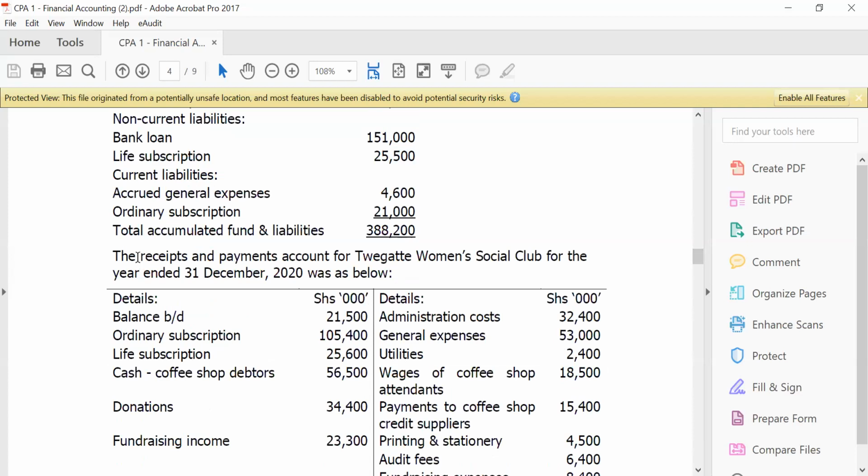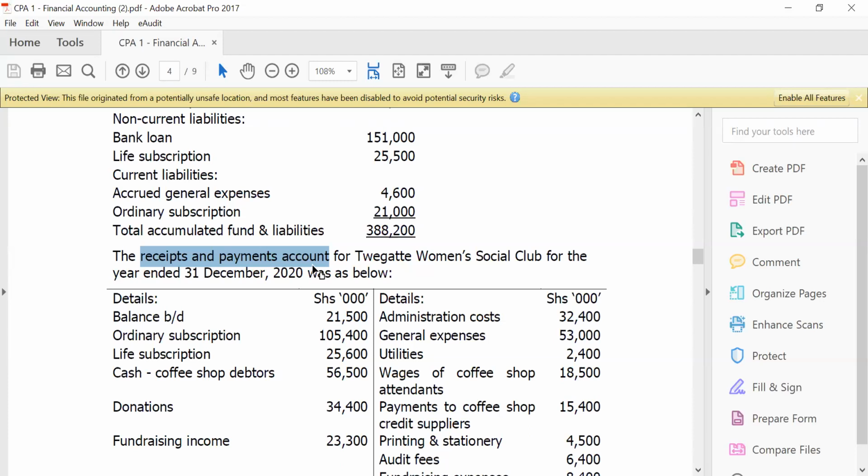So next, they went ahead to give us the receipts and payments. Now, the receipts and payments is the cash book for not-for-profit organizations. So Twegate Women's Social Club has its receipts and payments for the period ended 31st December 2020. And here we have it as below. So they are telling us that the balance brought down is 21,500. And then we have ordinary subscriptions.